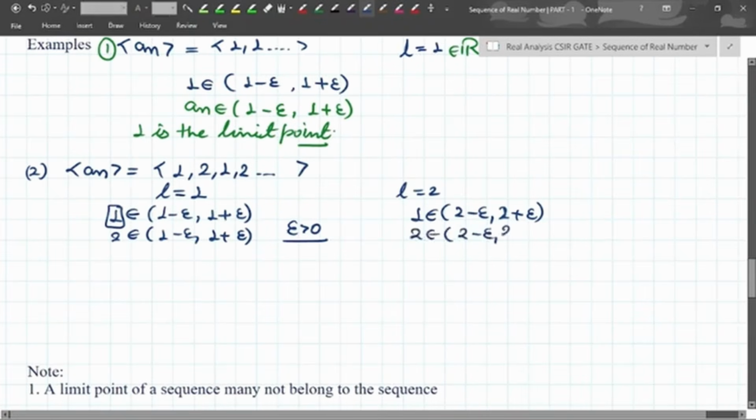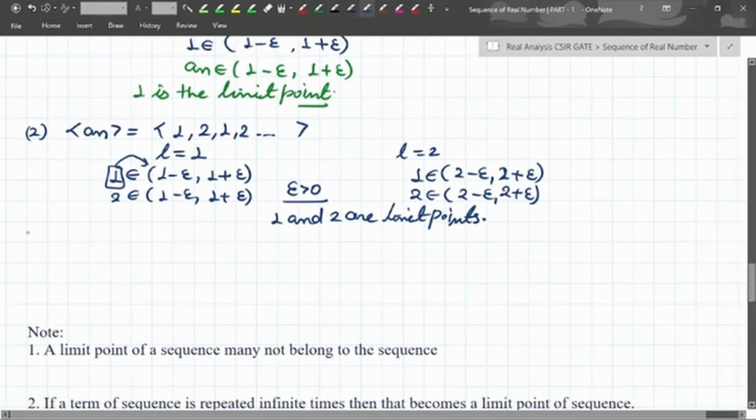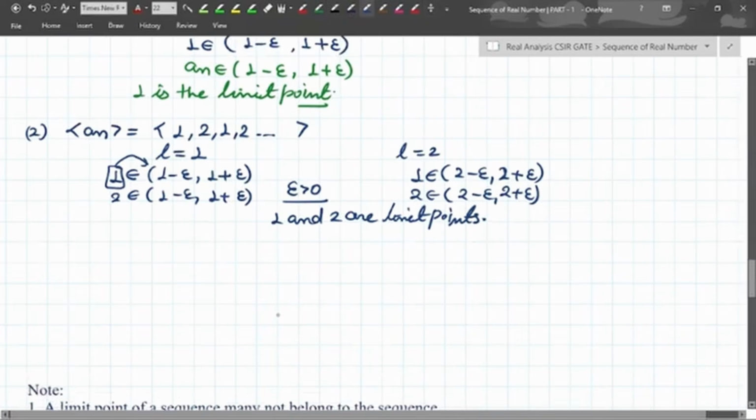Now you can see here these both are making a cluster. So 1 will be clustering here, 2 will be clustering nearby this interval, basically we can say a neighborhood. Then 1 and 2 are limit points. So from here we can observe that for a sequence, the limit points may be more than 1. Here there are more than 1 limit points. We'll conclude all the observations.